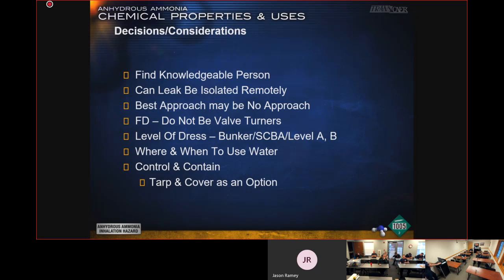Can the leak be isolated remotely? If it's at a facility or a fixed location, maybe they have a safety shut off, you know, like at a gas station, if a pump's overflowing, there's always the e-stop on the building or in the register or whatever. The best approach may be no approach.